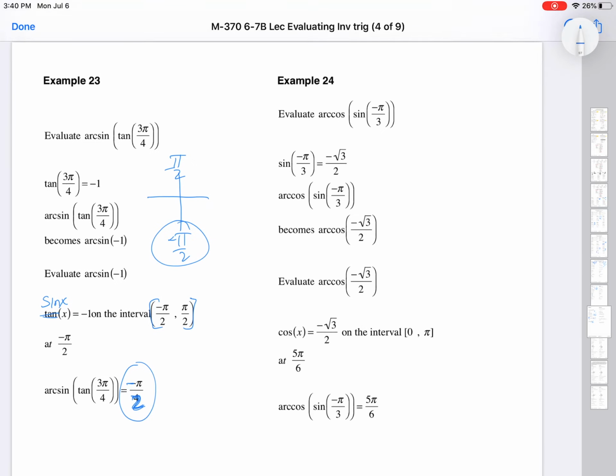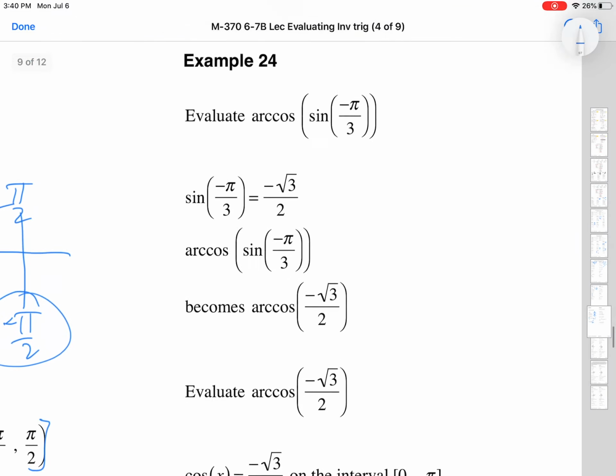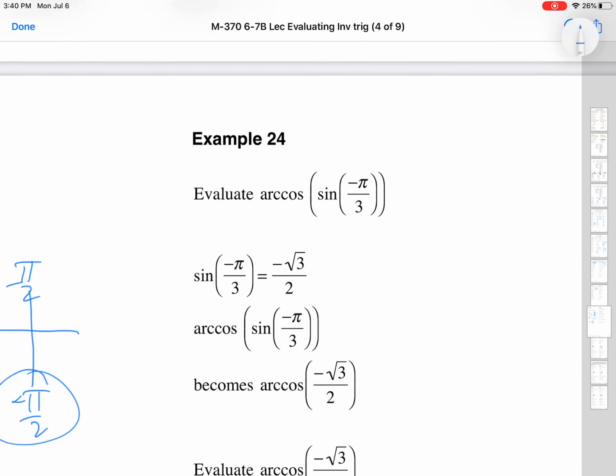And then if we look at example 24, same thing. We're just going to evaluate sine of minus pi over 3. So we're going to take the arc cosine, and we know what sine of pi over 3 is. It is root 3 over 2, and because it's in the fourth quadrant, it's negative. Well, arc cosine is going to put that guy in the second quadrant.